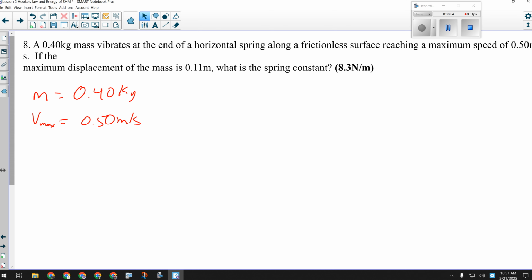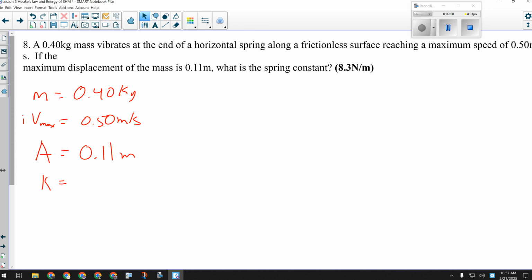Why is it important that I know that's the maximum speed? Where does that occur? At equilibrium. So I know that if that's my maximum speed, that's also the maximum kinetic energy the object's going to have. So I might actually make that my initial point. Then they tell me the maximum displacement of the mass is 0.11 meters. Maximum displacement is also known as amplitude, so I'm going to write an A there, 0.11 meters.